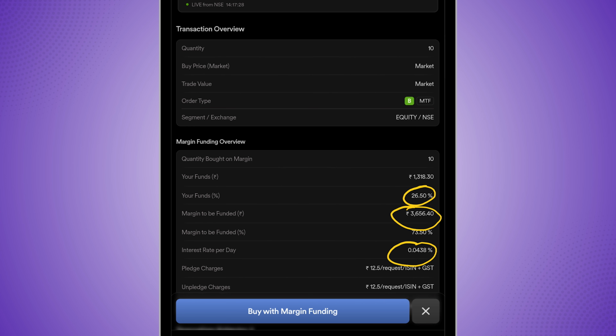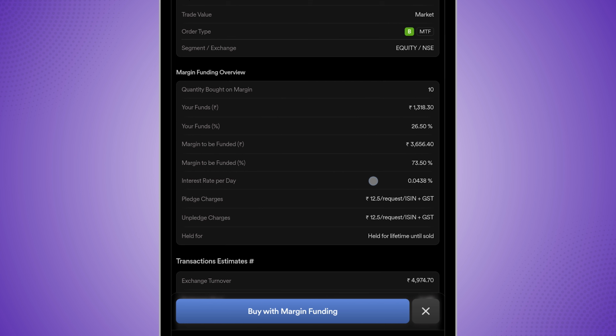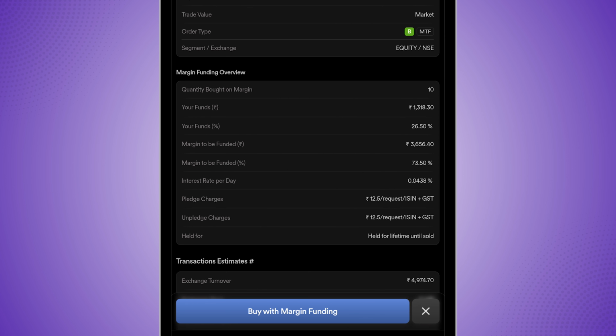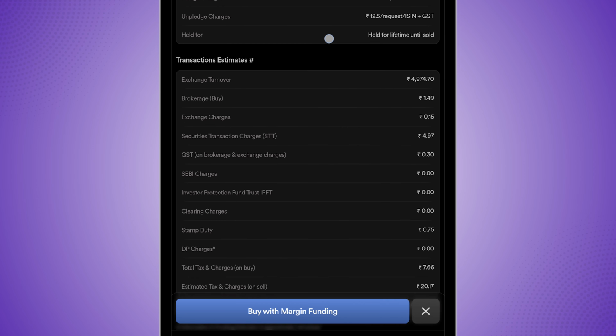Interest per day will be 0.0438, and this stock, of course, once I purchase will be pledged. So it is a one time charge per instrument, no matter how much quantity I buy. For every instrument, even if I'm buying 1,000 quantity, I'm paying a fixed 12.5 rupees plus GST for pledging, and then 12.5 rupees for unpledging this. And I can hold this for as long as I want. So that's another feature over here.